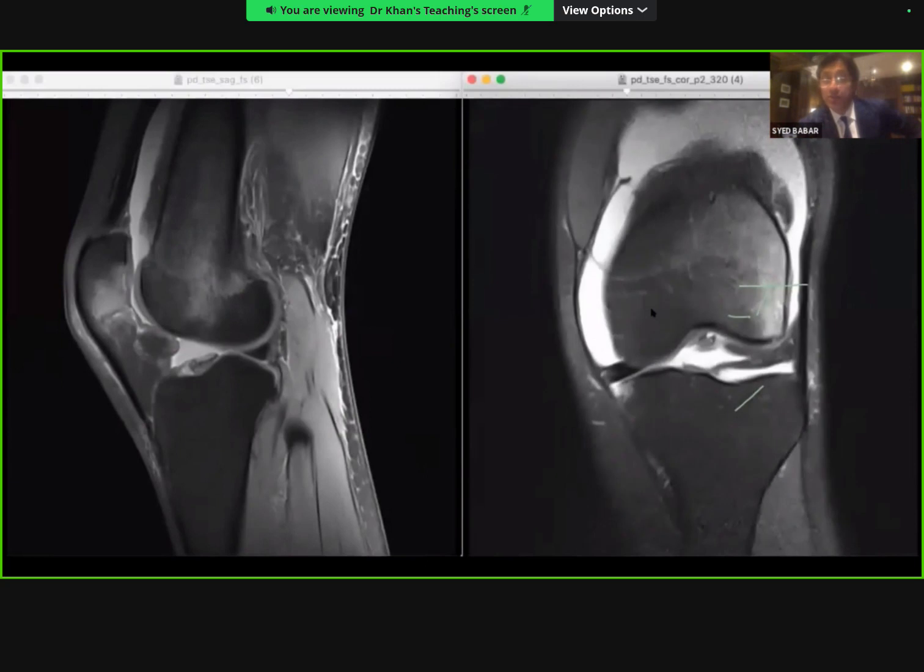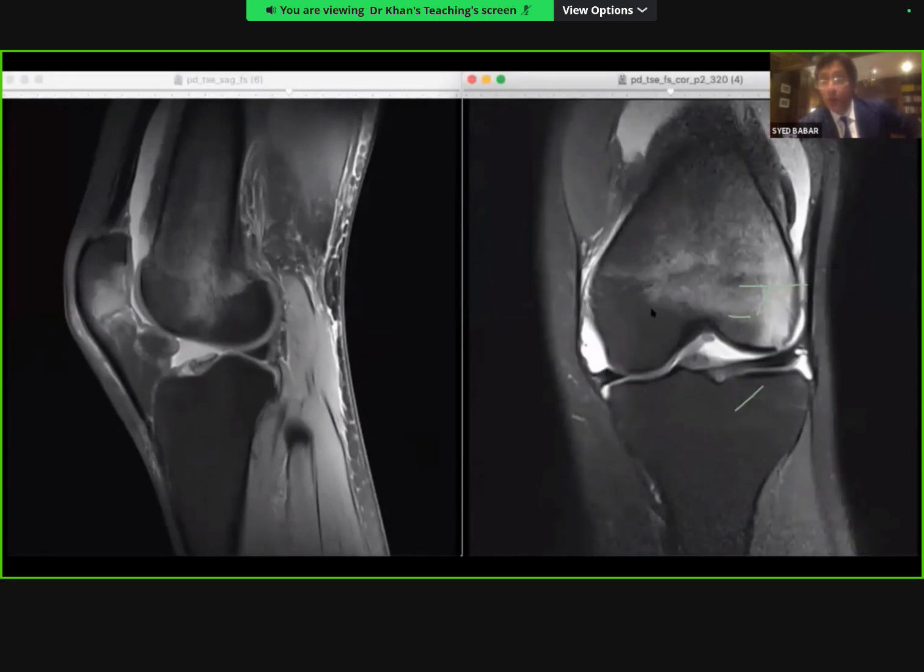So how do we confirm to see what else is going on? You also see that there is a little cortical break here. See, the cortex is generally black on almost all sequences, but if you see, the cortex stops here. So you need to be careful as to what's going on here. So let's just keep looking.